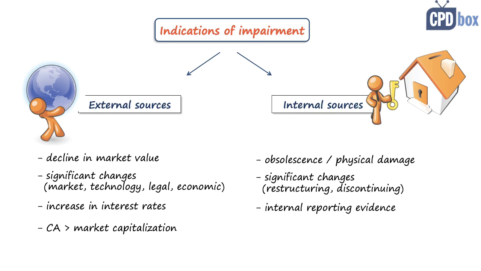Things like obsolescence, physical damage of an asset, or significant internal changes like restructuring taking place in your company might indicate that you have impaired assets. And again, I warn you, in this COVID time, it's also probable that you will find some indicators of impairment in internal sources as well.